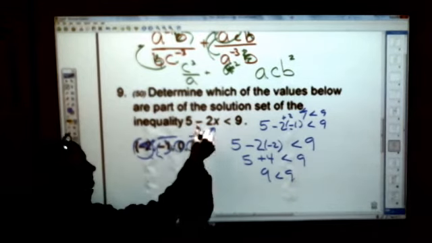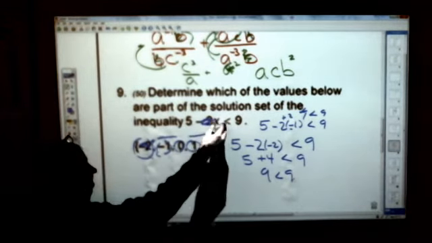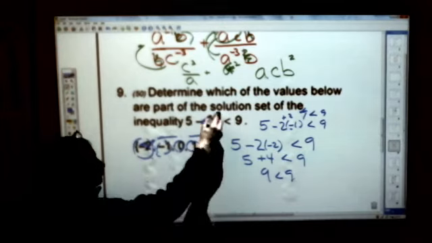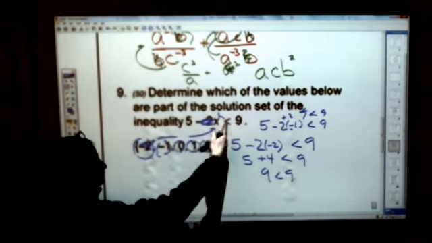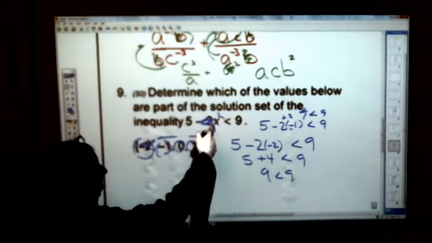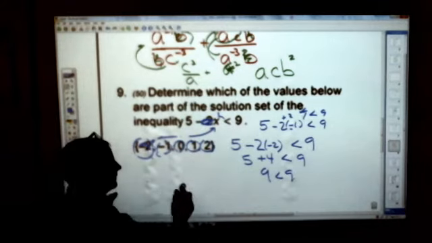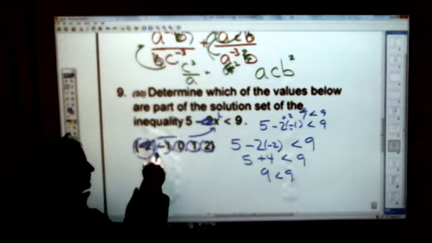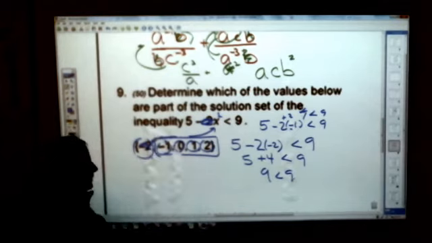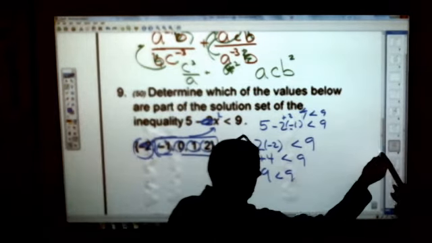If I put 0 in there, watch how easy 0 is. 5 is less than 9, yes. If I put 1 in there, 5 minus 2 is 3. Is 3 less than 9? Yes. If I put 2 in there, -2 times 2 is 4. 5 minus 4 is less than 9, yes. So these are your numbers. Stop me there if Emily was too confusing.